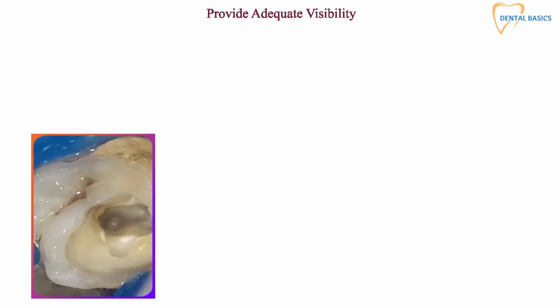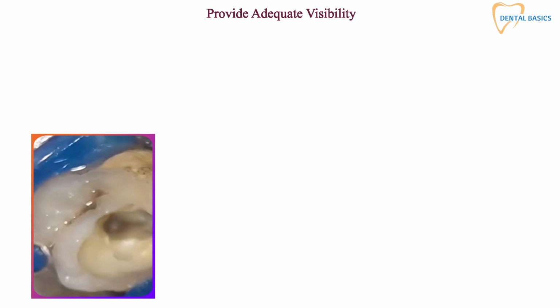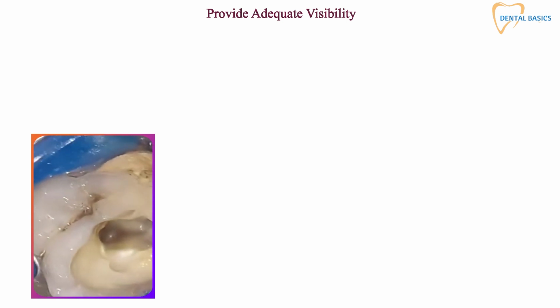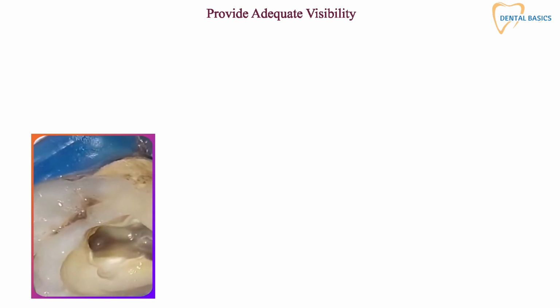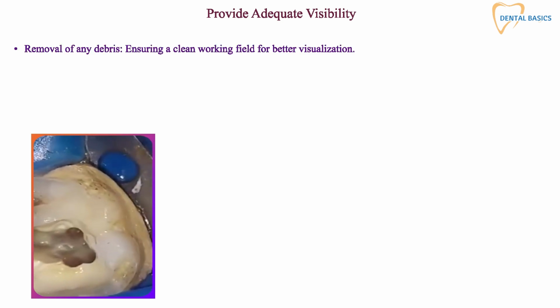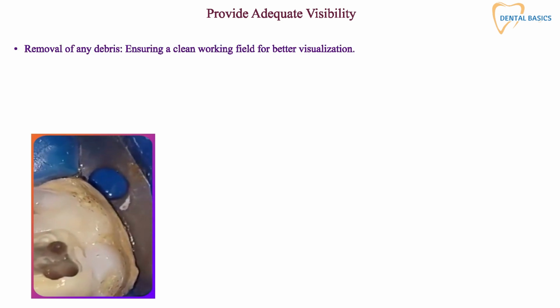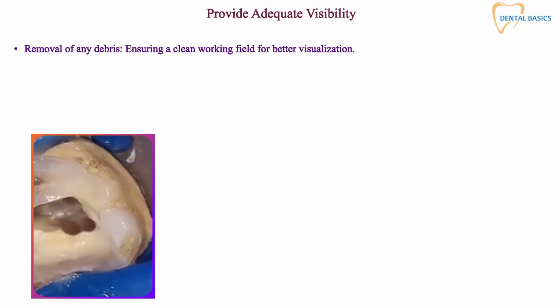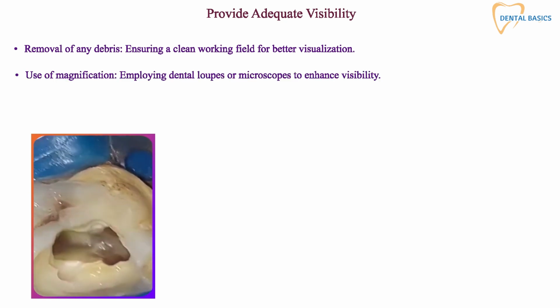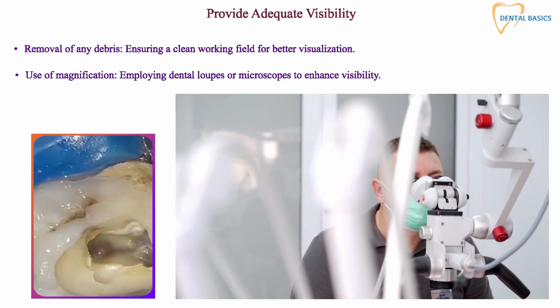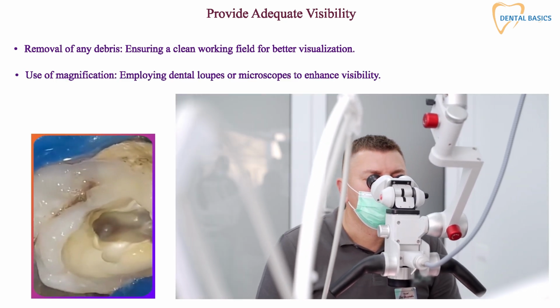Good visibility is essential for effective endodontic treatment. The access cavity should allow clear observation of the pulp chamber and root canal orifices. Removal of any debris, ensuring a clean working field for better visualization. Use of magnification, employing dental loupes or microscopes to enhance visibility.